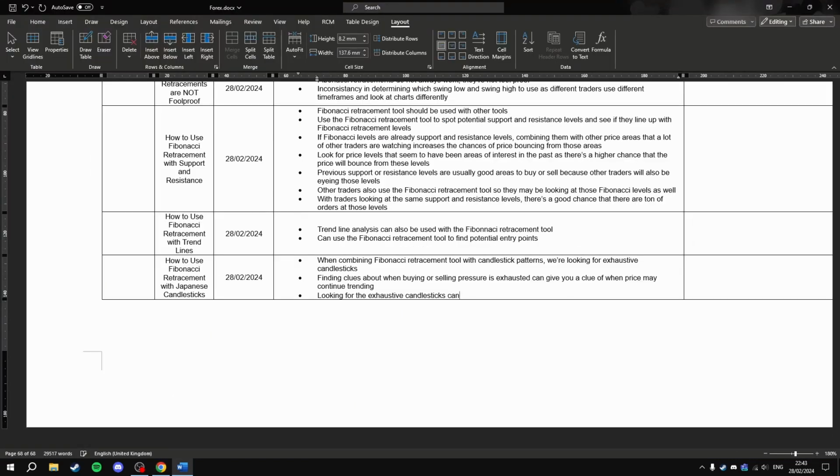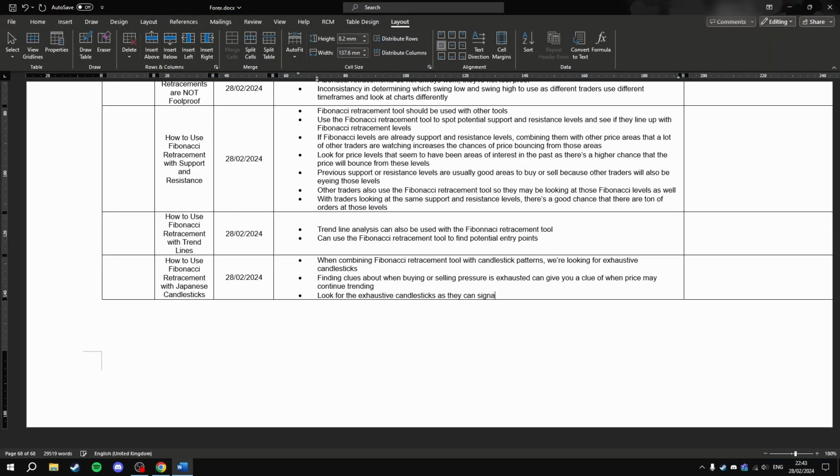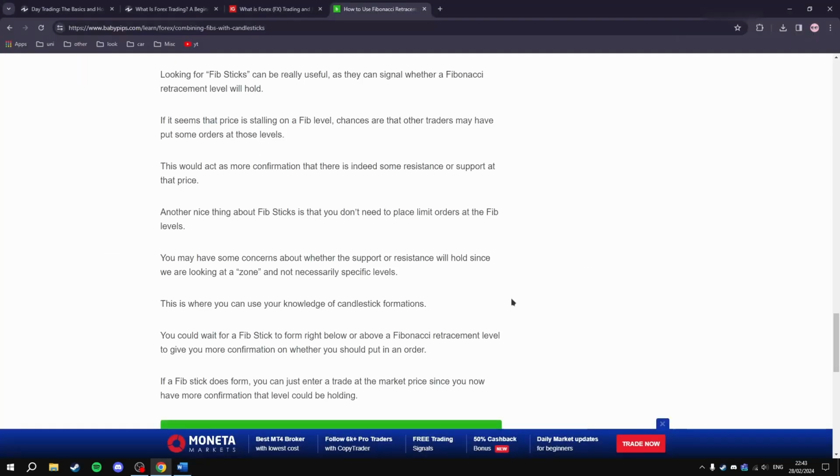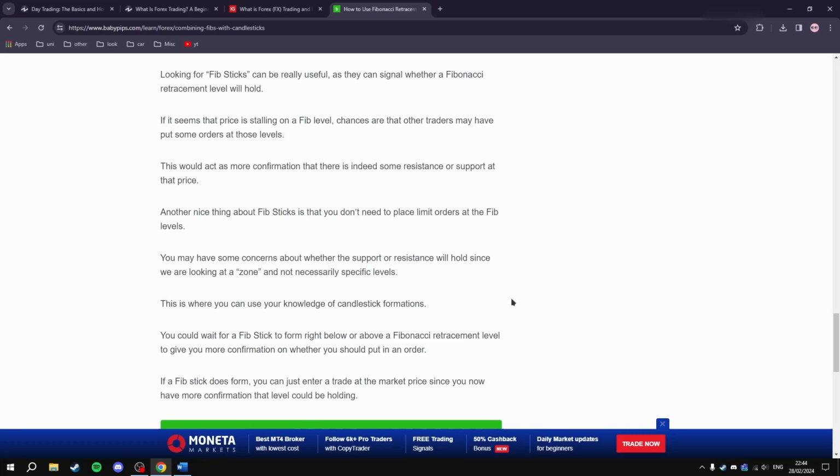Look for signals as to whether a Fibonacci retracement level will hold. If it seems that price is stalling on the fib level, chances are that other traders may have put some orders at those levels.